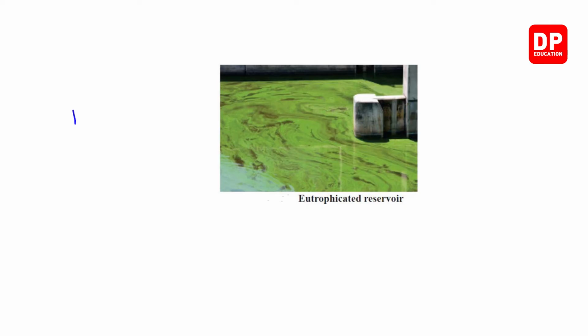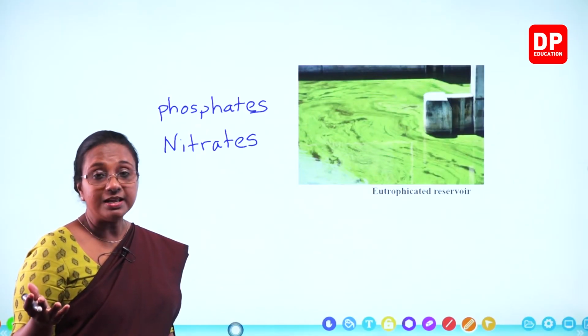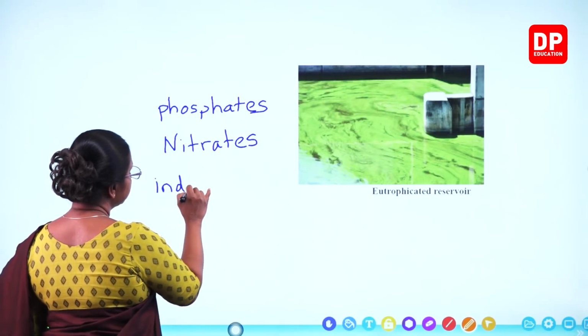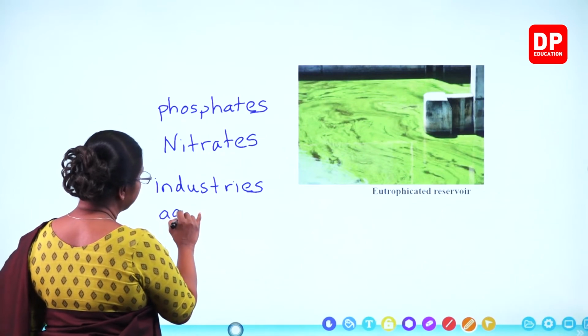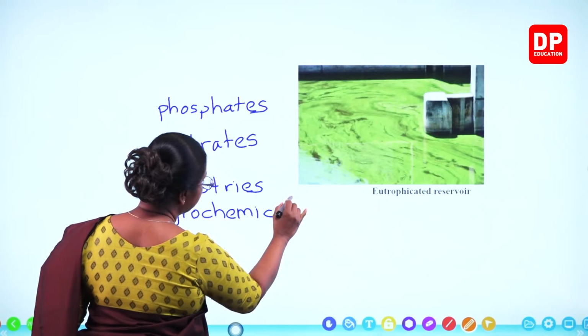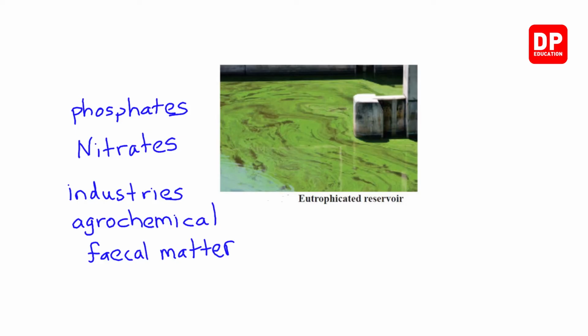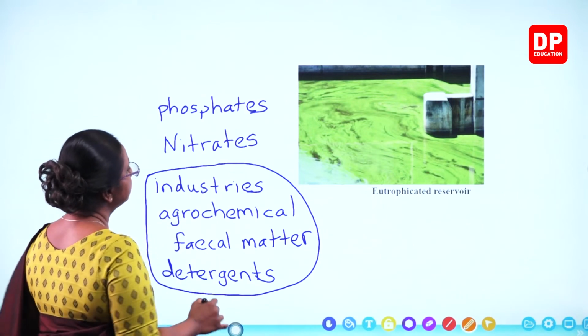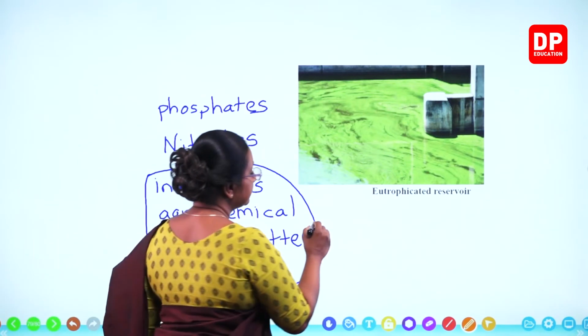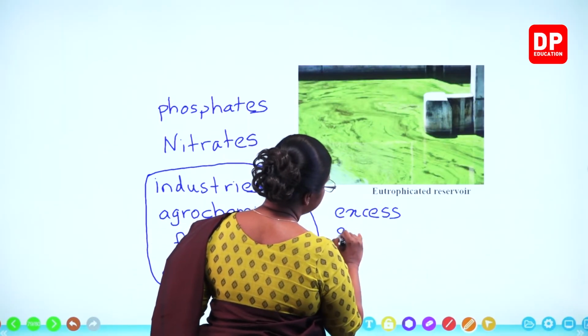Now here there are phosphate ions, phosphates and nitrates. These two ions are added to the water body by various factors. What are those factors? From industrial processes, industries, then by agrochemicals getting added to the water body, then there is the fecal matter, and also detergents. Now, from all these four methods, both the phosphates and nitrates are added to water. Then what happens? There is an excess growth of algae.